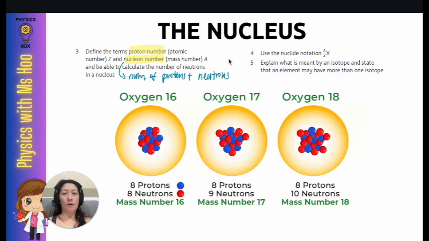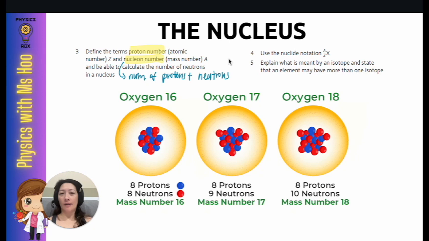Now, the mass of a proton and neutron are almost equal. The difference is actually very insignificant. So if you want to get the mass of the atom, we can total up the number of protons and neutrons, and that will get us the mass.